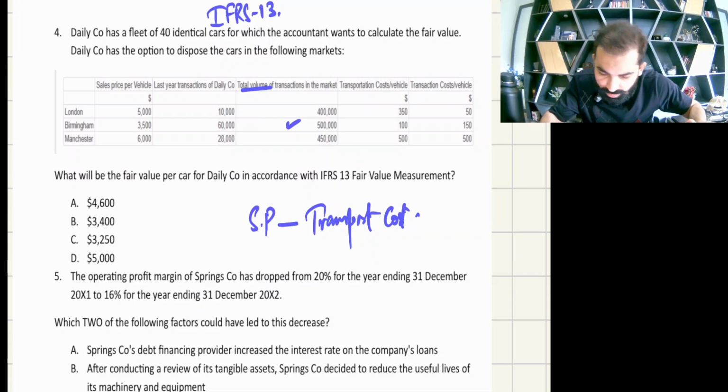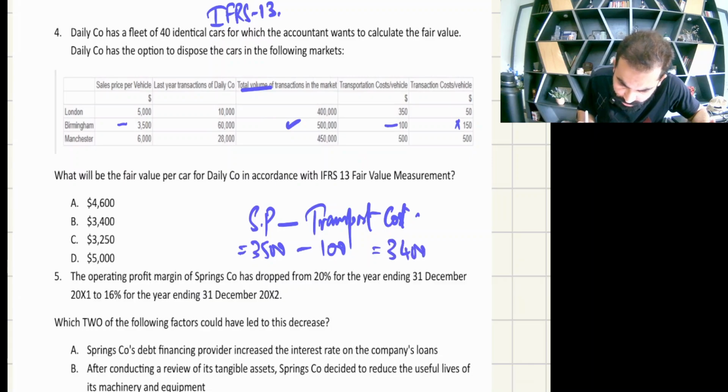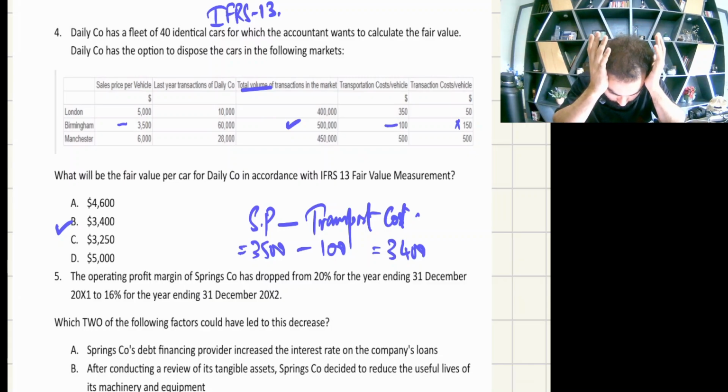Right? So your selling price is 3500, and this is your transport cost. This transaction cost is irrelevant. So 3500 minus 100 will give you 3400, and your answer is B. But for this you must know this standard.